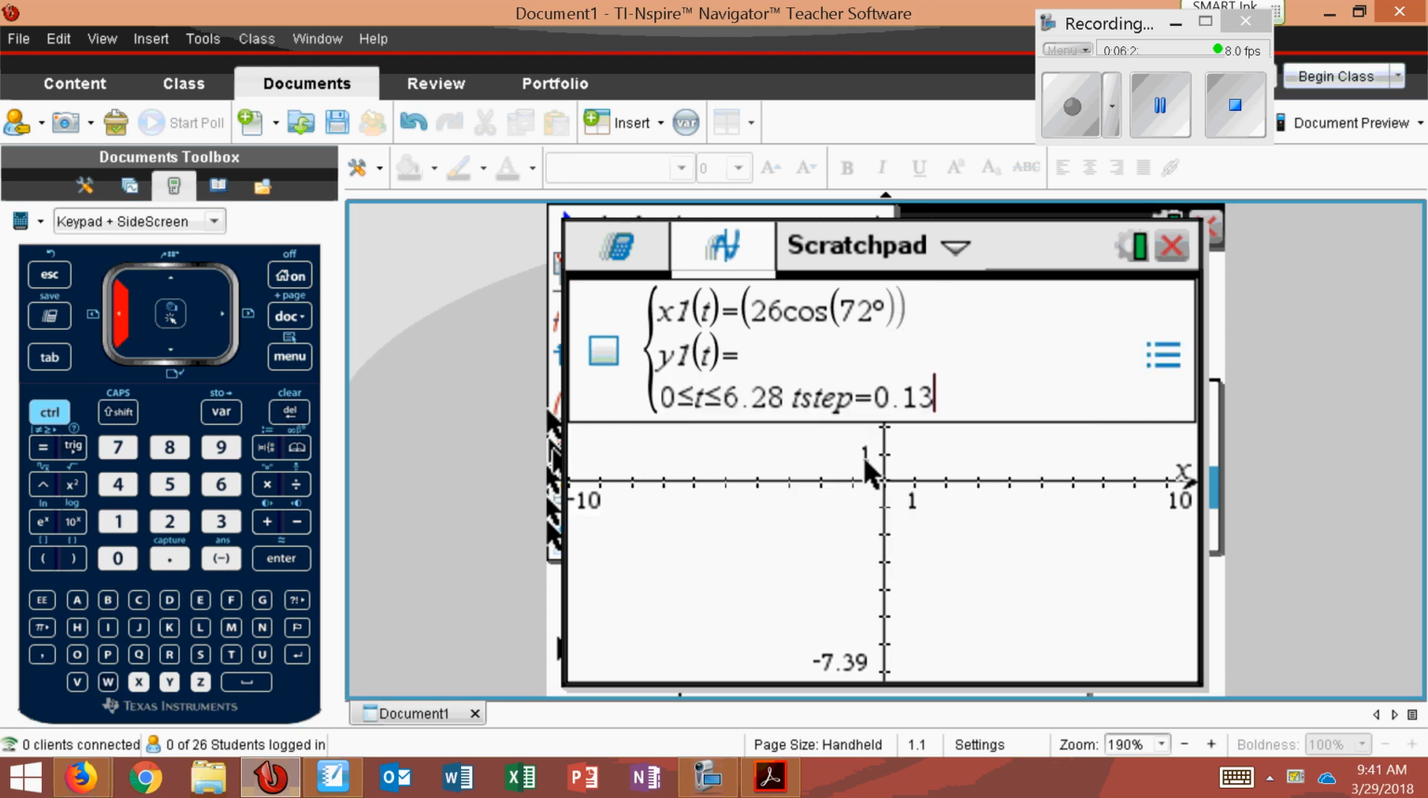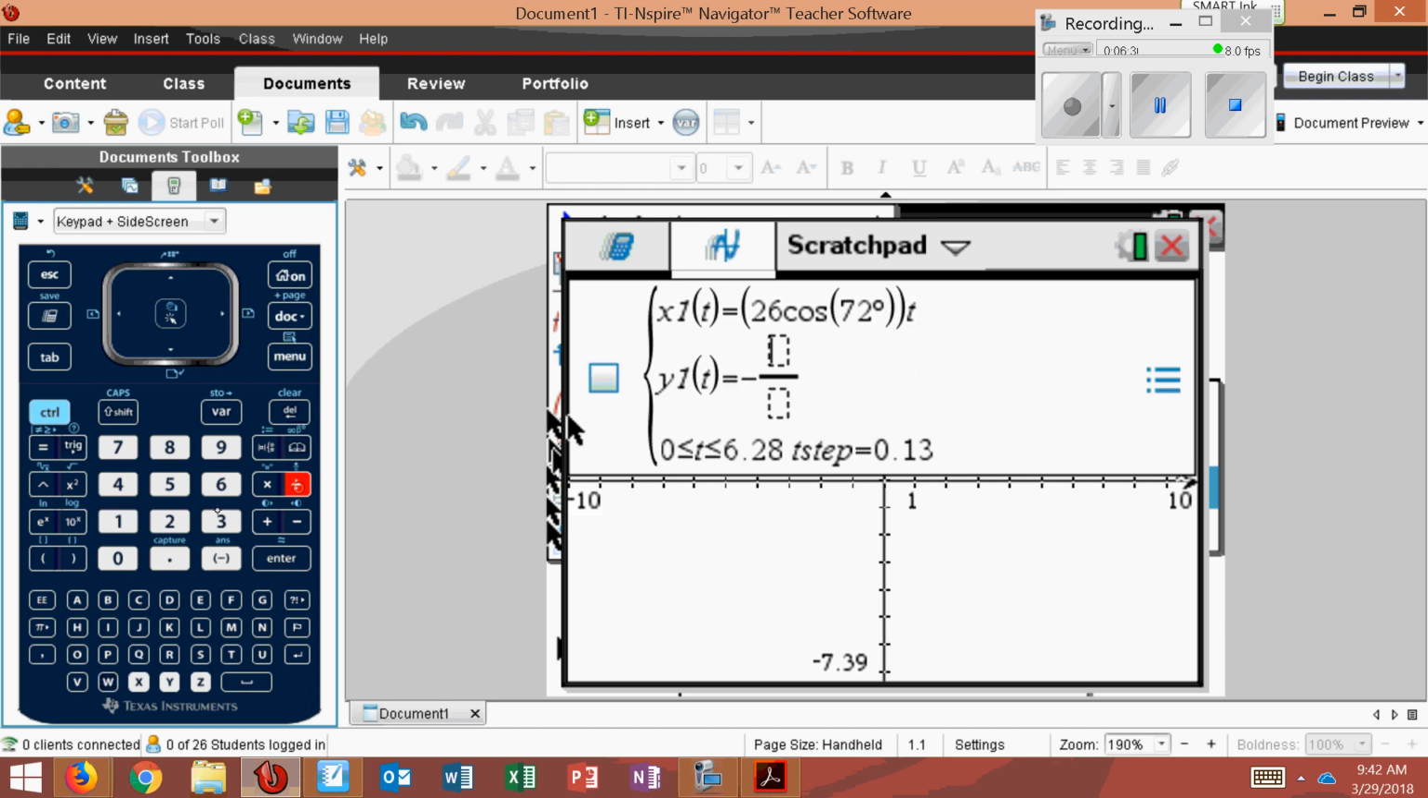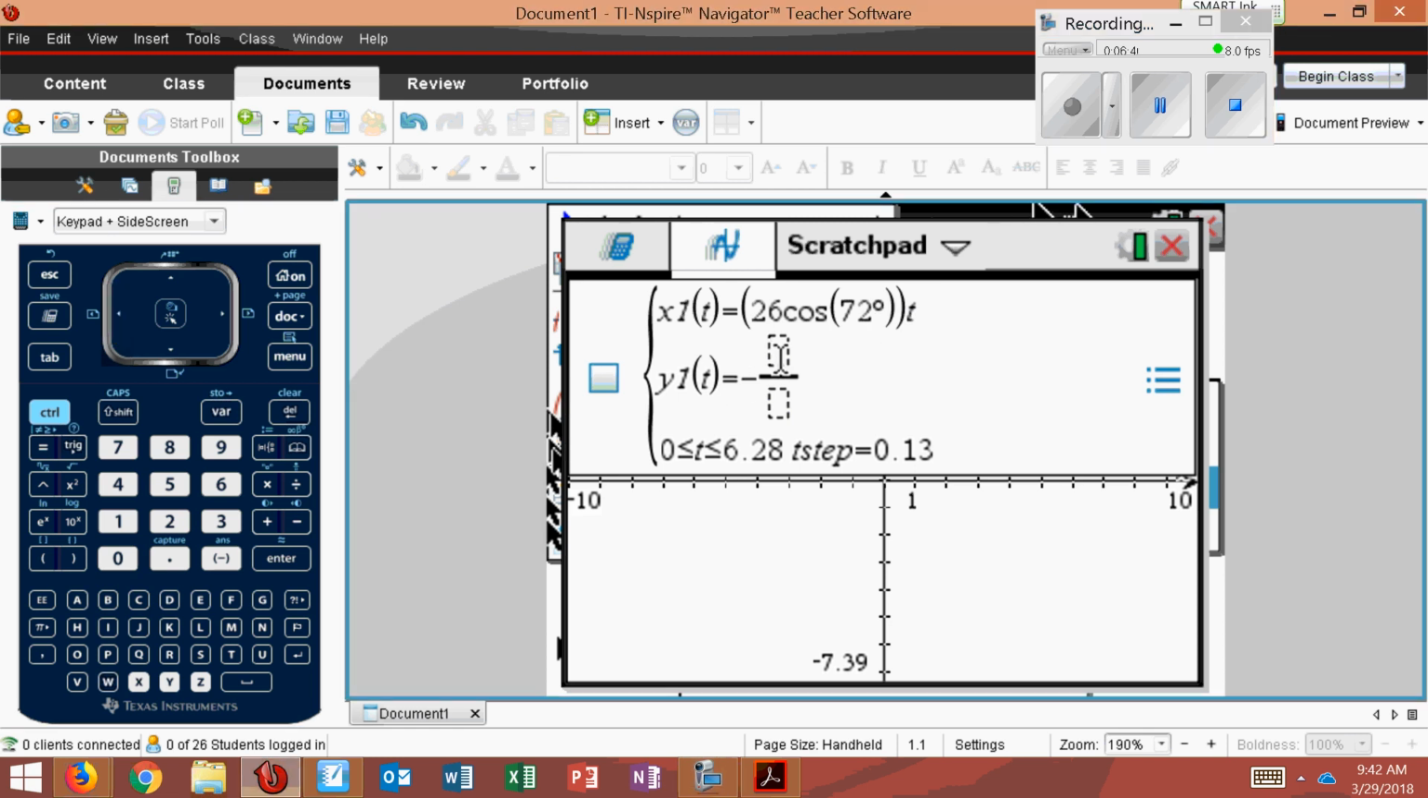Sorry, my calculator's messing up on me. Here we go. The t right there. The calculator added an extra parenthesis around the 72 degrees. Now here, for the y equation, it was negative 1/2. I don't know why it keeps messing me up. 1/2.